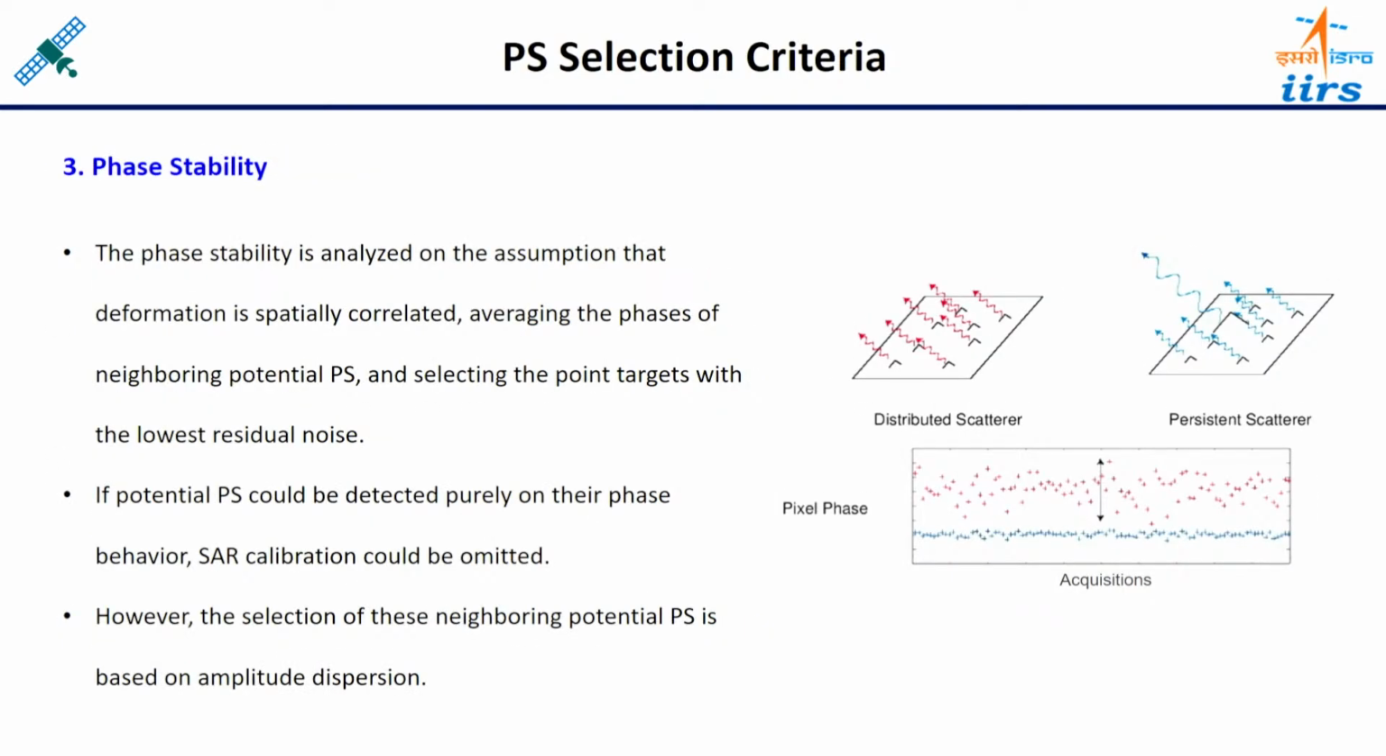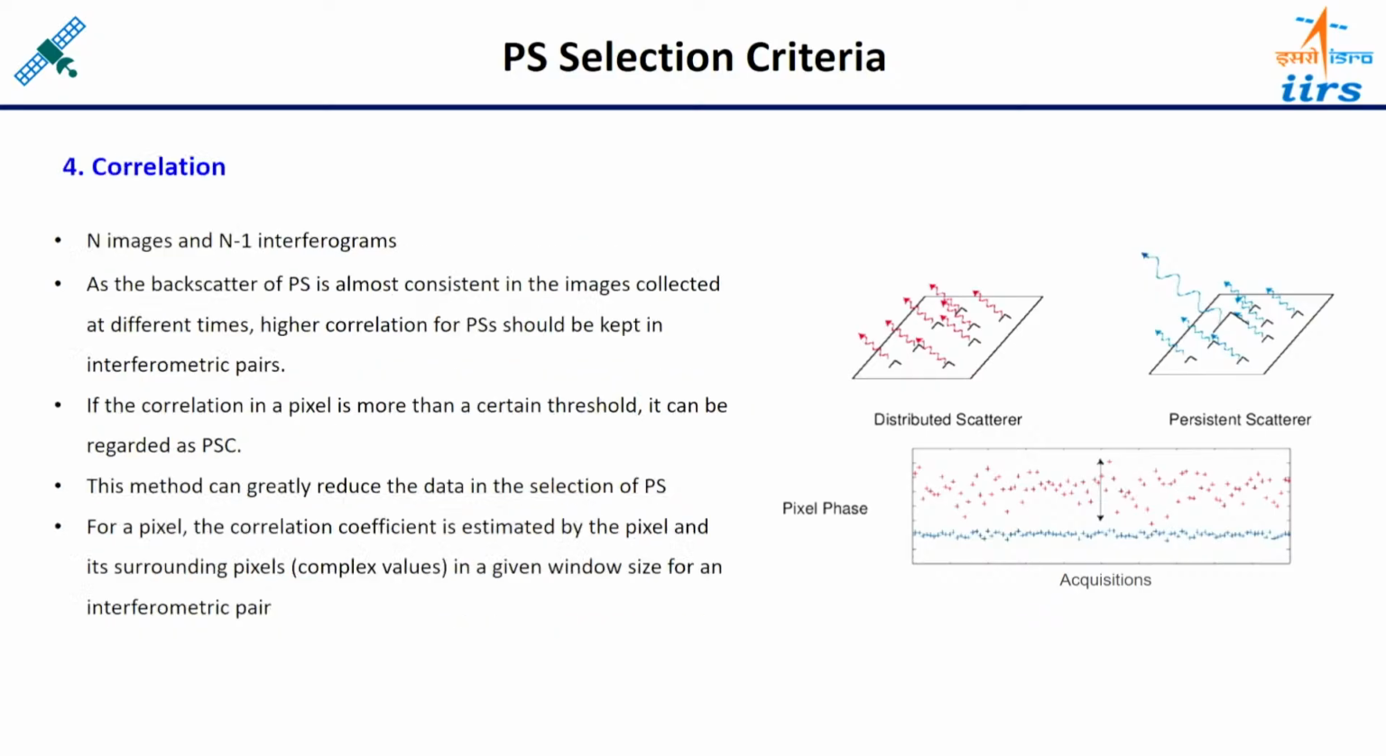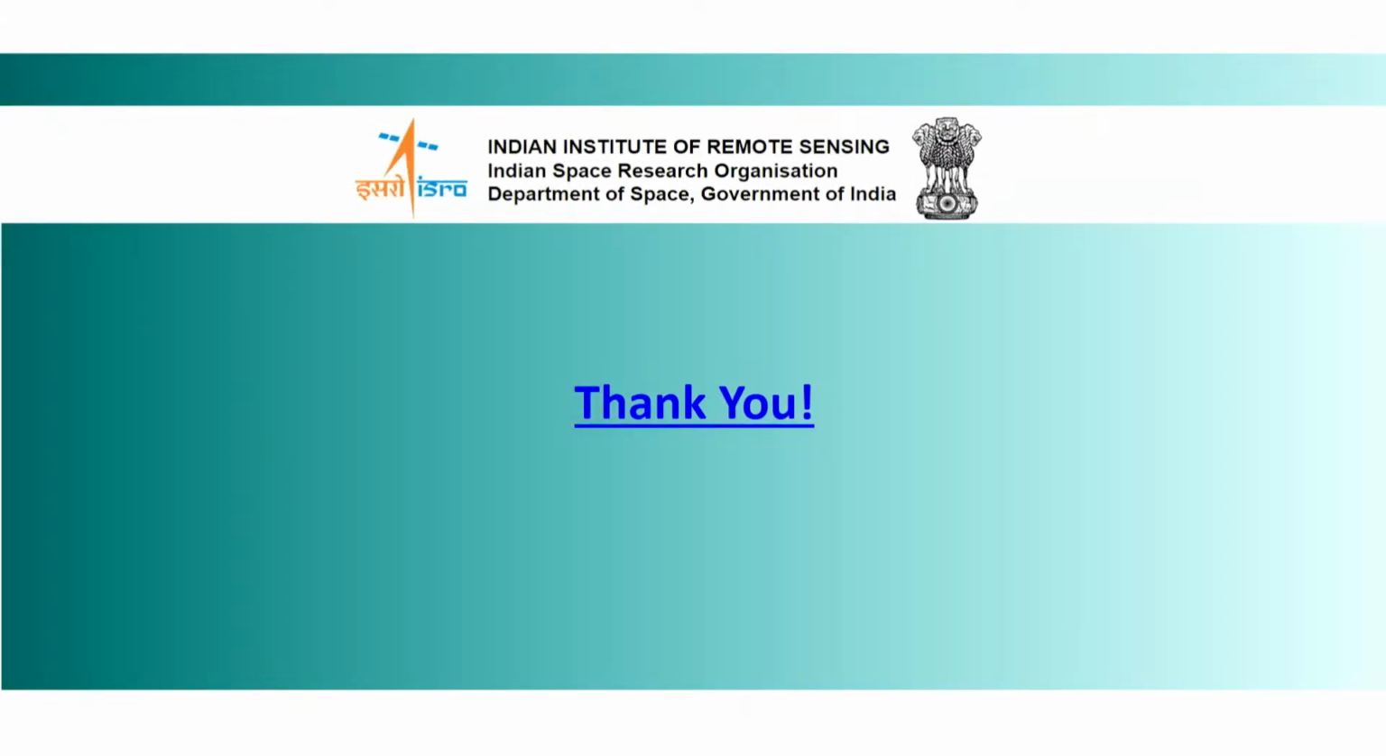This is phase stability. Based on the phase stability itself, you can identify the pixels. Another is correlation based analysis, or coherence based, which is also very simple. You can just put a threshold over the coherence values. Let us say you put a coherence threshold of more than 0.8, it means those are highly correlated points, or PS points.